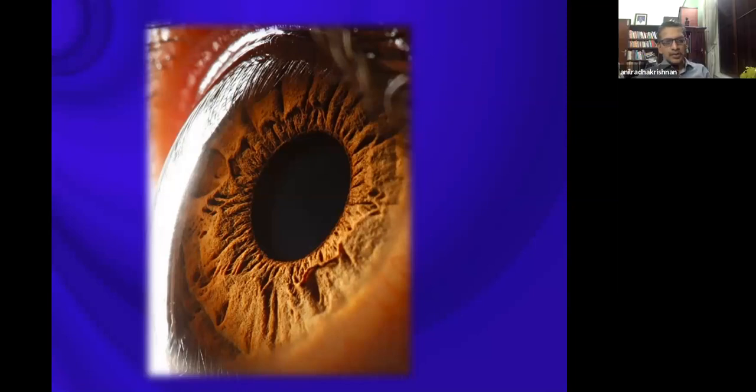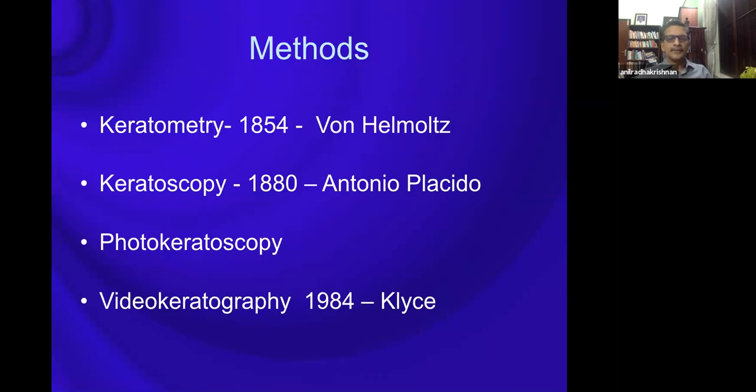Whether it's a Placido-based topography or a keratometry, this is the essential principle: the cornea acts as a convex mirror. Second, the imperfections on the surface are highlighted. And if you know the size of the object and the size of the image, you can know the curvature of the cornea, or the surface which is reflecting it.